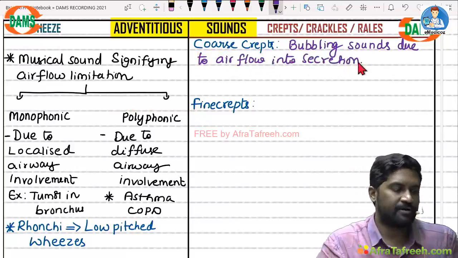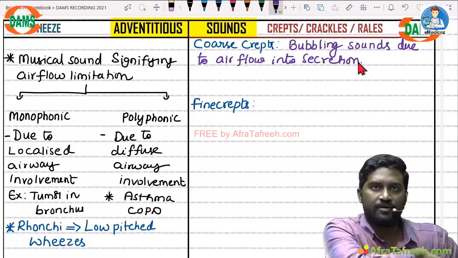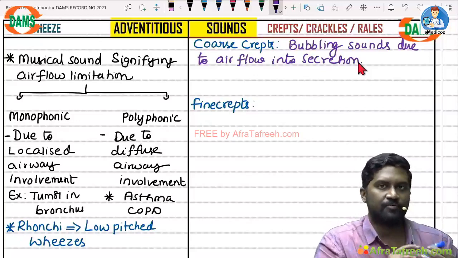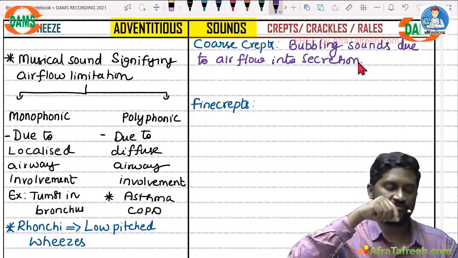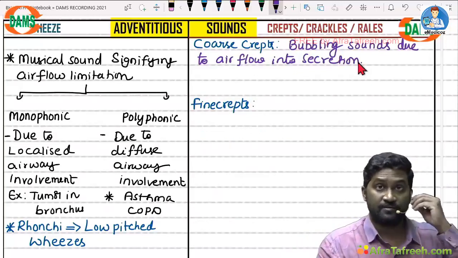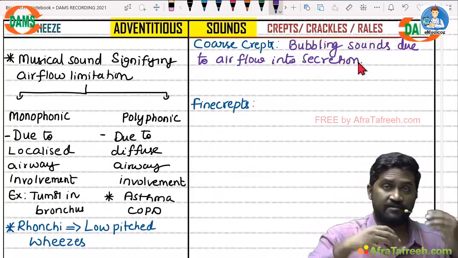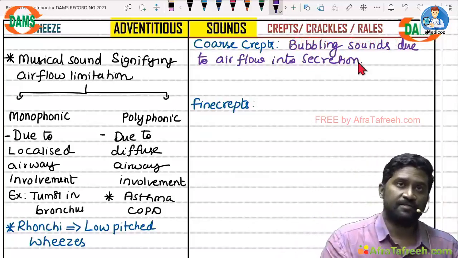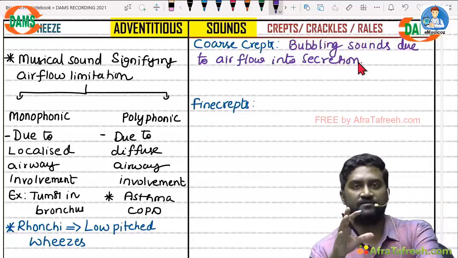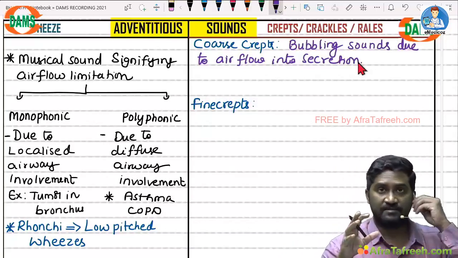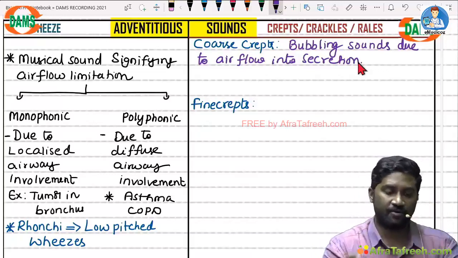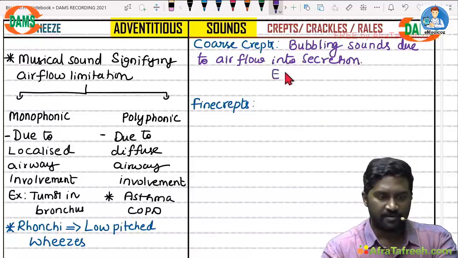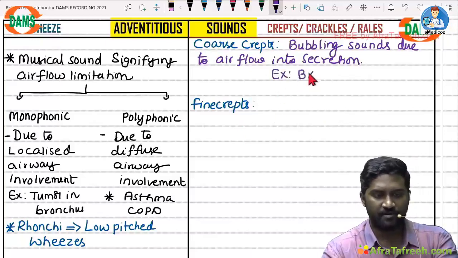Suppose you have a bottle filled with water and you put a straw into it and blow some air. When that air flows into the secretions, it gives a bubbling sound. This bubbling sound is called coarse crepitation. Now tell me, students, in which disease can your bronchus be dilated like a straw, and because of infection there are always secretions? Bronchiectasis. The excellent example of coarse crepitations is bronchiectasis.